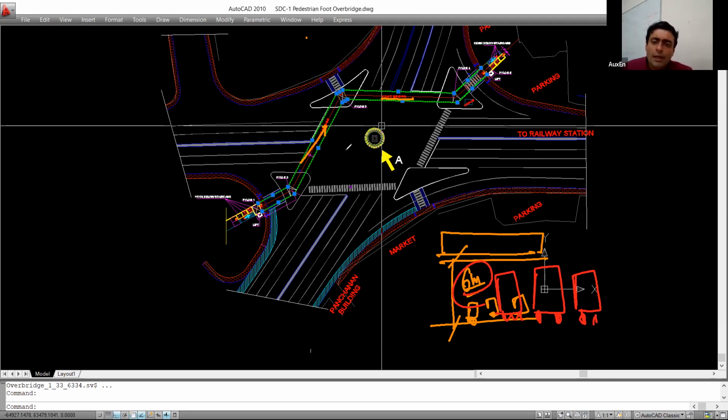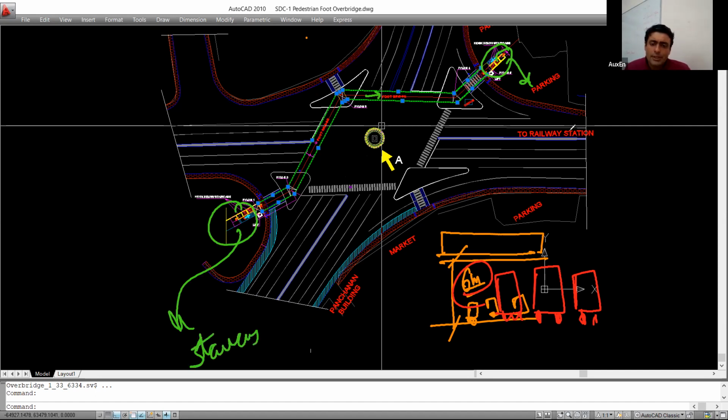Because you are at a raised level, to get down to the road level, you will need what? When you are walking on the footbridge, you are at a raised elevation. Now to get down to the road level, you will need what? You will need some elevators, or you will need some staircases, isn't it? So therefore, the 2 staircases were provided over here. Clear?